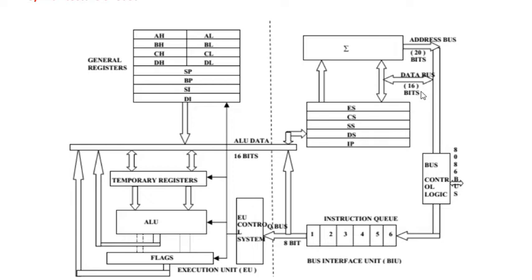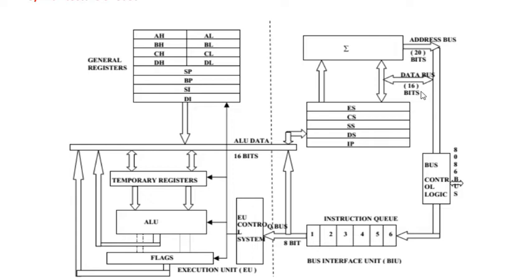Then we have the temporary registers that are used by the ALU while performing arithmetic and logical operations. Then we have the 8086 ALU that is capable of performing both 16-bit as well as 8-bit arithmetic and logical operations. Then we have the flag register, which keeps track of the various flags.